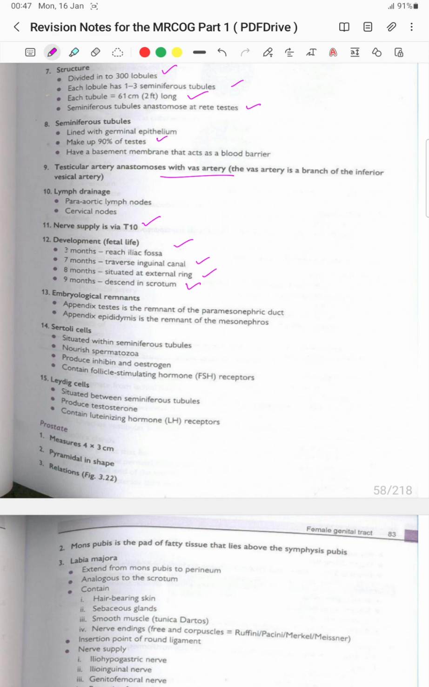the mesonephros. Sertoli cells are situated within the seminiferous tubules, nourish the spermatozoa, produce inhibin and estrogen, and contain follicle stimulating hormone receptors. The Leydig cells are situated between the seminiferous tubules, produce testosterone, and contain luteinizing hormone receptors.